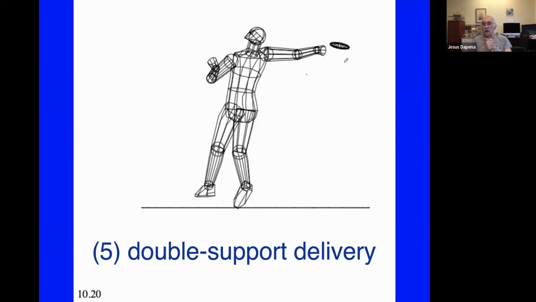Okay, so it is difficult to find a name for this last phase. I call it the double support delivery phase. But it's not a good name because, as you can see, it's not double support. For this individual, he's got only one foot in contact with the ground. By the way, this is the time of release here. It looks like the discus is away from the hand, but my computer graphics are not perfect. They show a hand like this, not like this.